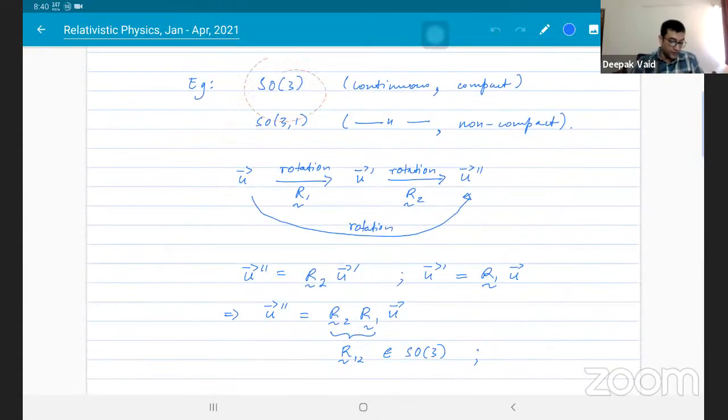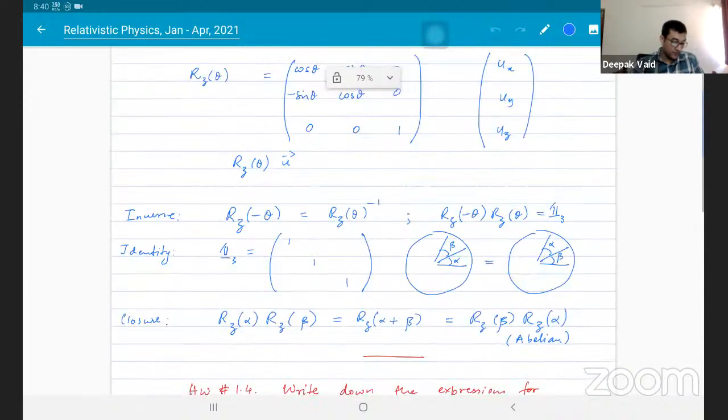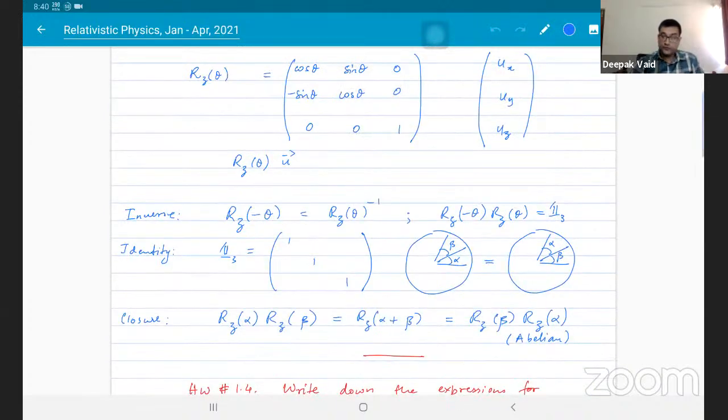Then SO(3) is the group of rotations in 3 dimensions. SO(3,1) is the group of Lorentz transformations in 4 dimensions. And again, you should know what these different terms mean, SO and 3. S means special, which means determinant +1, U means unitary, O means orthogonal. So you should be able to explain what the requirement of orthogonality is, why that is needed, and so on.